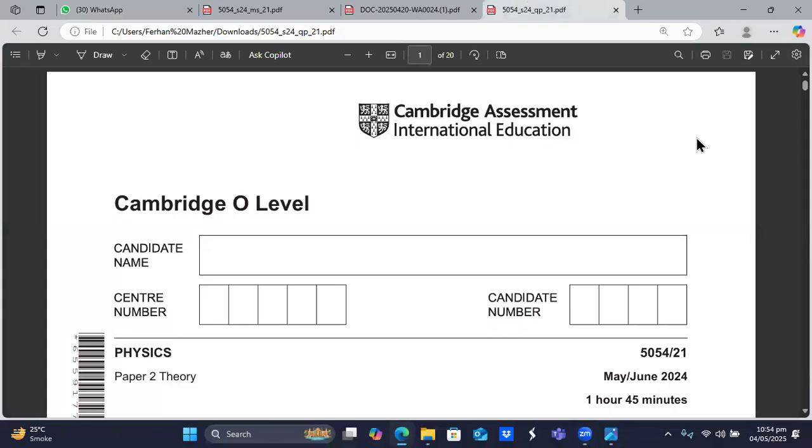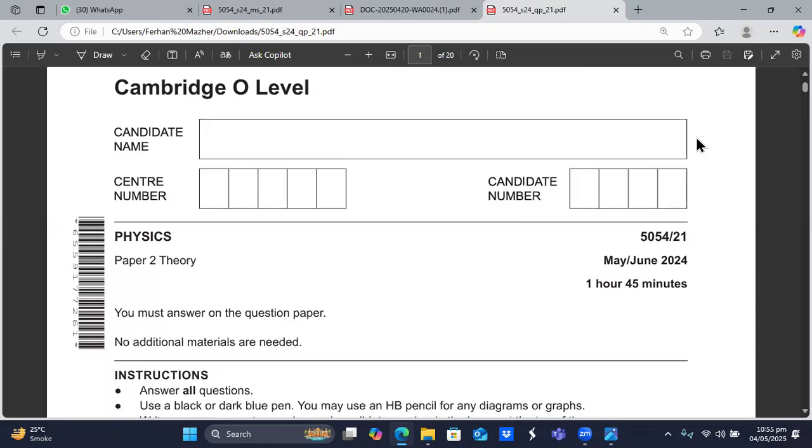Before we start solving this paper, I want to give credit to the Cambridge Assessment International Education. The paper and the marking scheme which we are using are the property of the Cambridge Assessment International Education. I have downloaded these papers and marking schemes from their website. I am only presenting you the solution of this paper to the best of my knowledge and my abilities. So this paper is May-June 2024 paper 2.